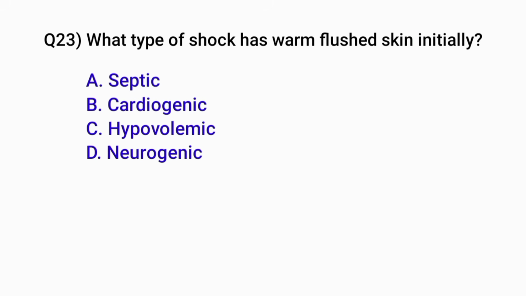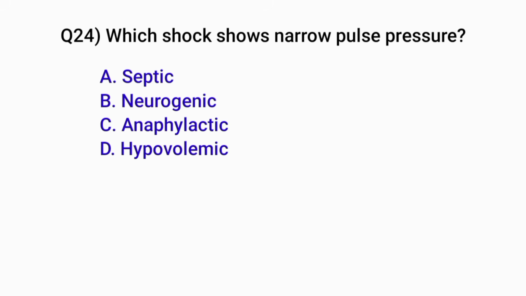Question number 23. What type of shock has warm, flushed skin initially? Correct option is A, septic shock. Question number 24. Which shock shows narrow pulse pressure? Correct option is the hypovolemic shock.